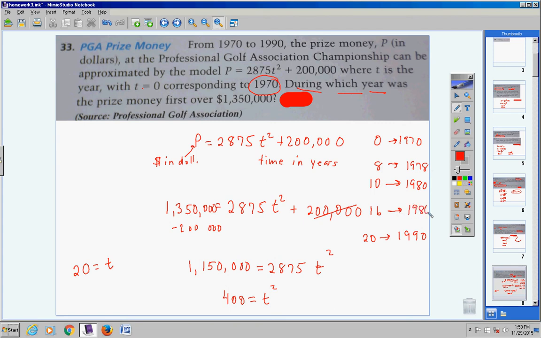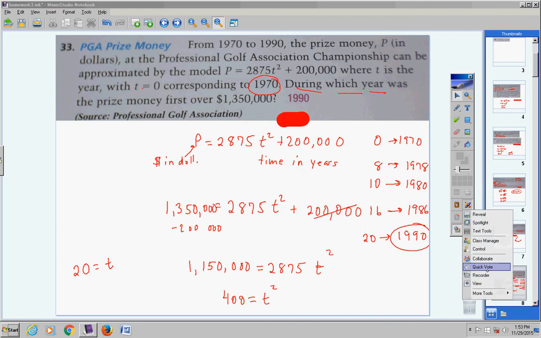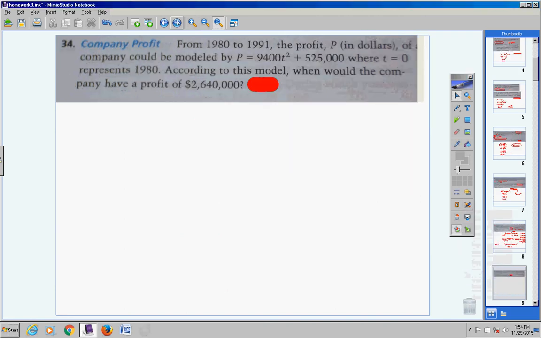1986. Okay, so 20 equals x or t, my fault, t. So if 20 equals t and 0 is 1970, then 20 goes with 1990. So what year was the prize money first over this amount? 1990. Alright, moving on to number 34.